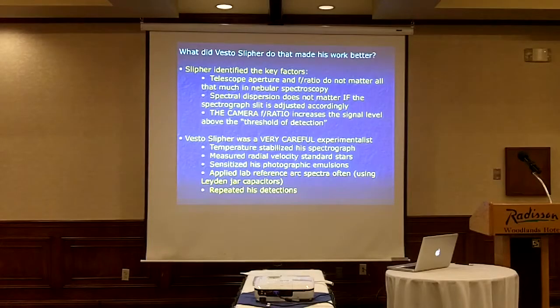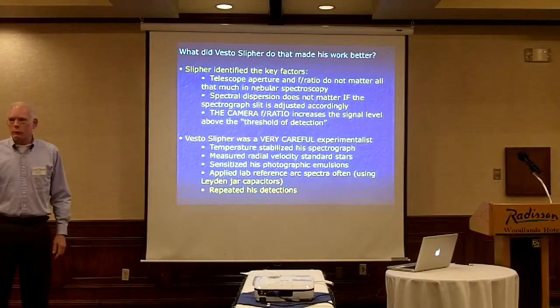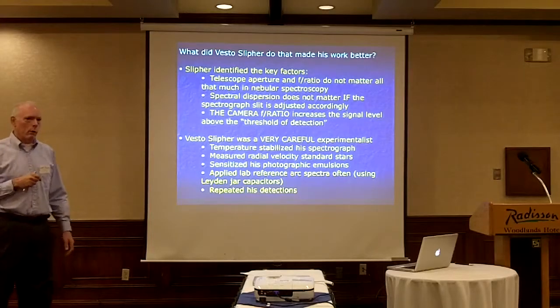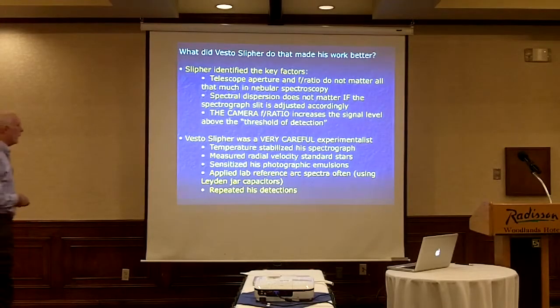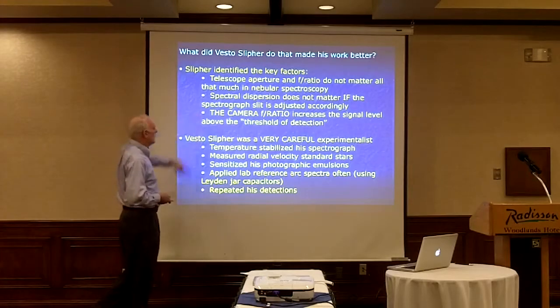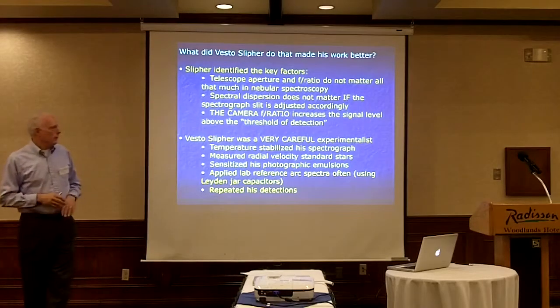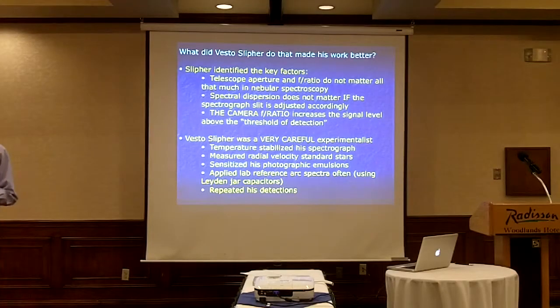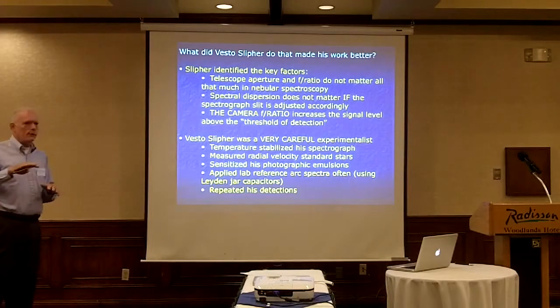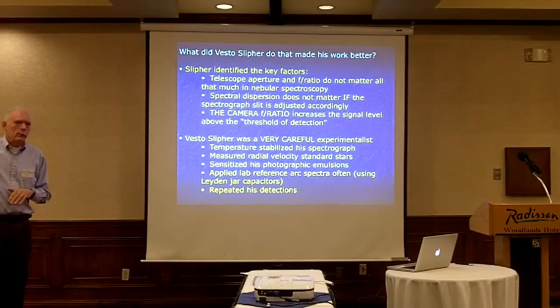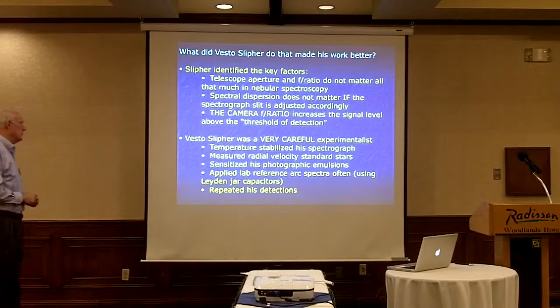And Slipher worked in his 41 spectra, whatever he measured, he worked with a slit that was 8.25 arc seconds wide, extremely wide on a modern scale. And then the camera F ratio increases the signal level above the threshold of detection. And in this photographic era, those people who are old enough like me to remember the techniques of astronomical photography, there's a toe of the curve in detecting in the photographic process, and you have to get the flux high enough to get onto the linear part of the curve. That's what people used to say.